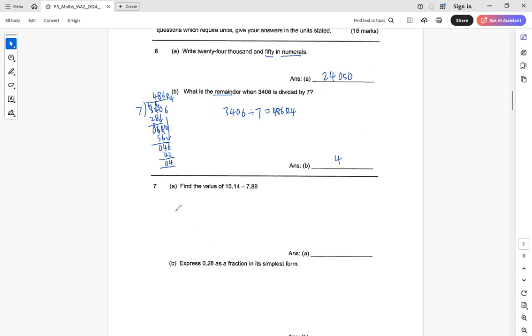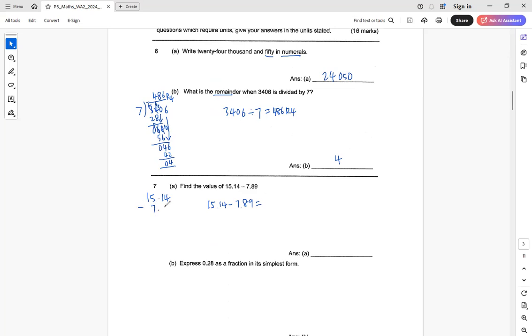Okay, let's move on to question 7a. Find the value of 15.14 minus 7.89. Okay, so same thing, this one you're not allowed to use your calculator. So let's compute it together, the working at the side.